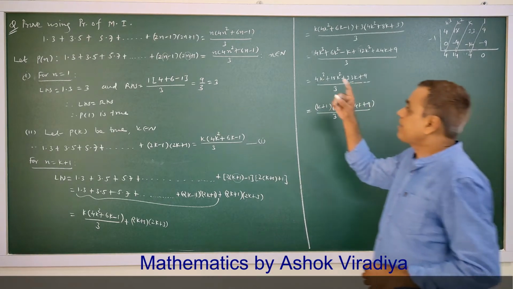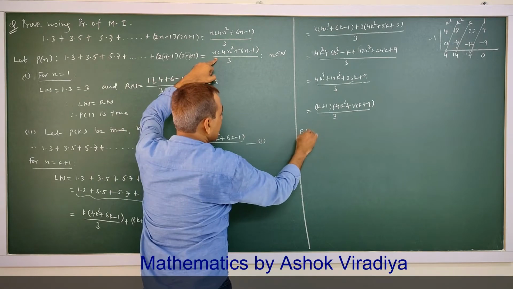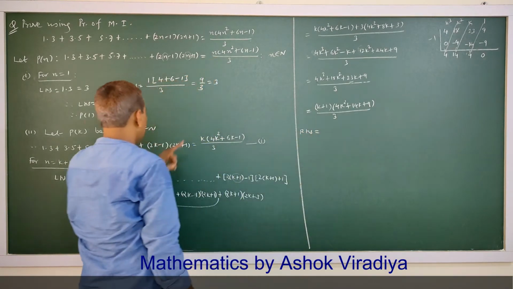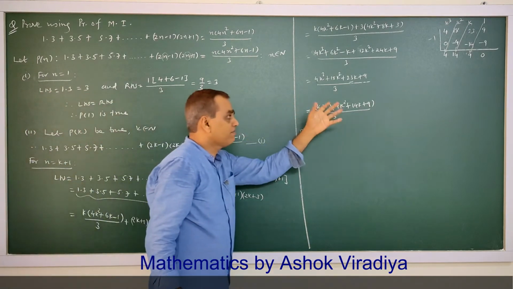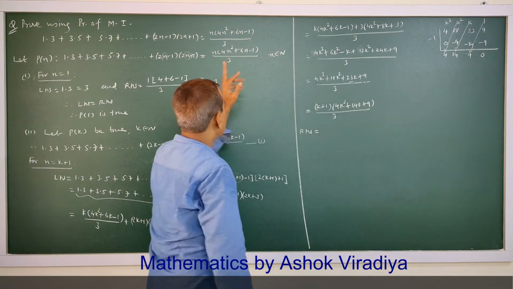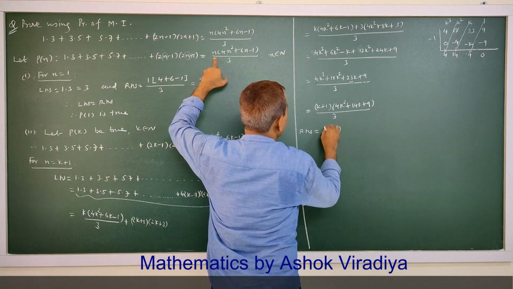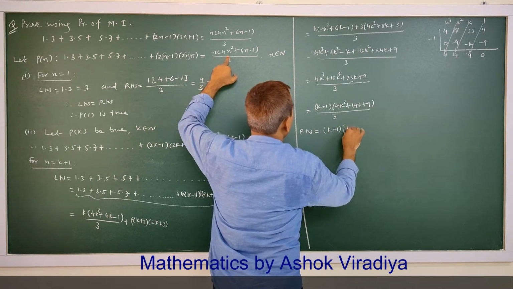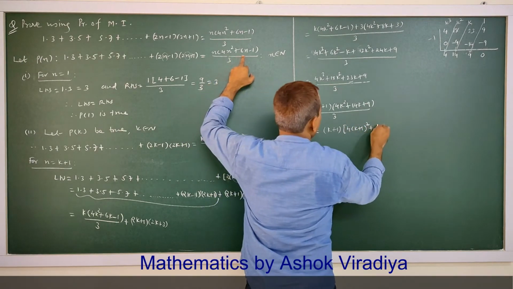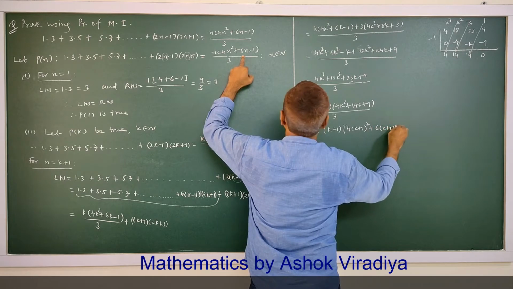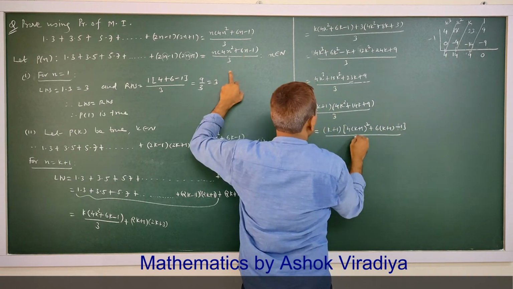Now we take the right hand side. Right hand side for n equal to k plus 1. For n equal to k plus 1, this is the simple form of the left hand side. Now the simple form of the right hand side. So put here n equal to k plus 1. Then 4 into k plus 1 whole square plus 6 into k plus 1 minus 1 upon 3.